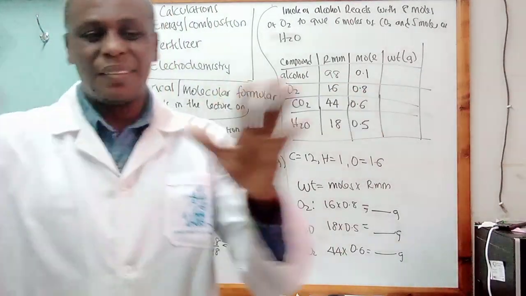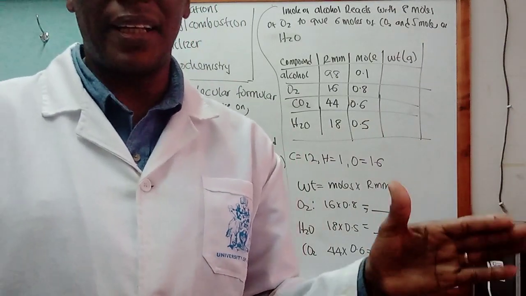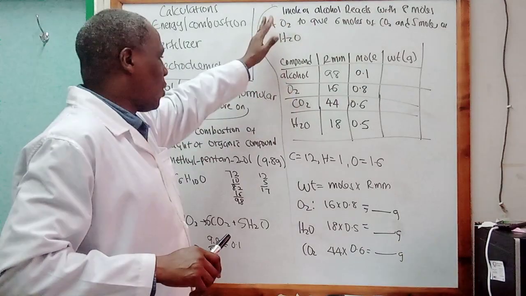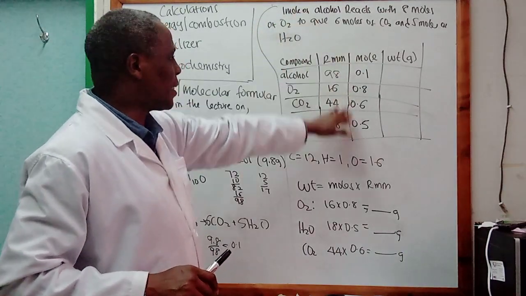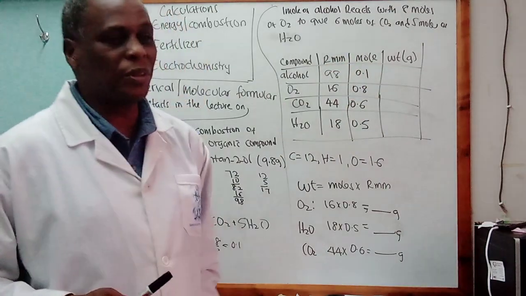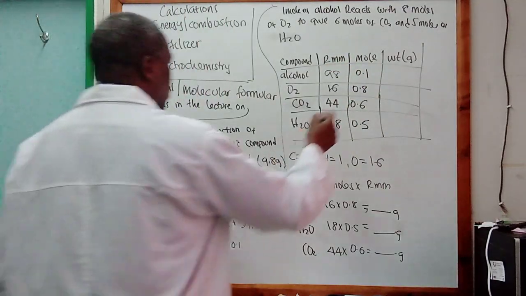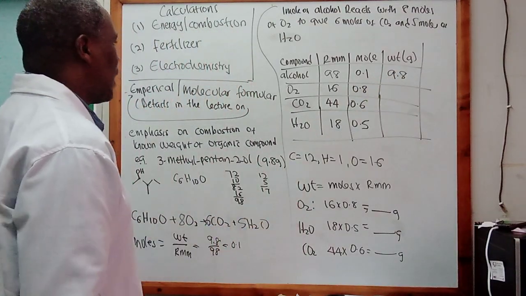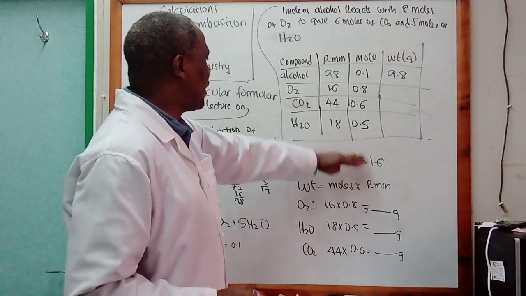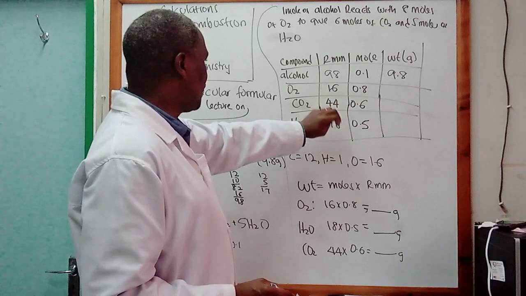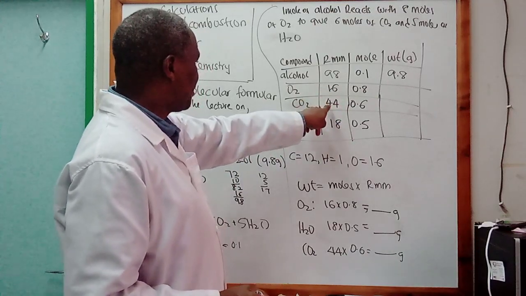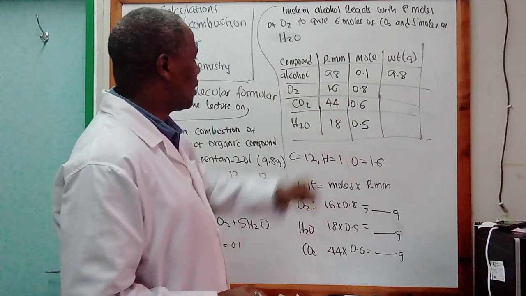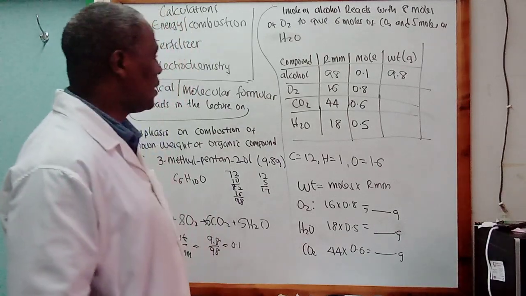This table shows you that you are doing your work in a structured manner. Just put the compounds in the first column, the relative molecular mass in the second, the moles in the third, and then the information that you've been given. In this case, you just know the weight of the starting material was 9.8. Based on this formula, oxygen is 16, carbon dioxide is 44, and water is 18.